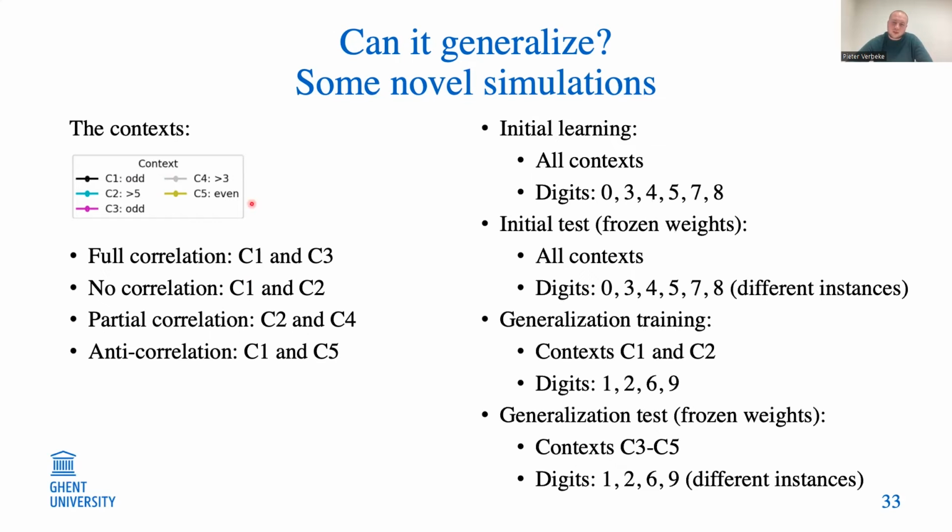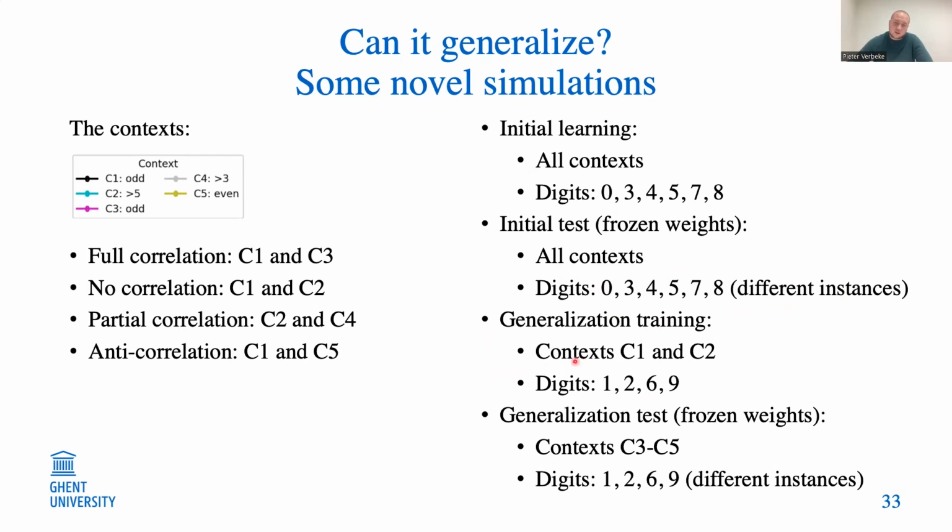So the simulations consist of 4 stages. First is an initial learning stage where it learns on all these 5 contexts and on a subset of digits, so 0, 3, 4, 5, 7, and 8. Then I test it, I freeze the weights, and I test on all contexts on the same digits, but of course different instances of these digits.